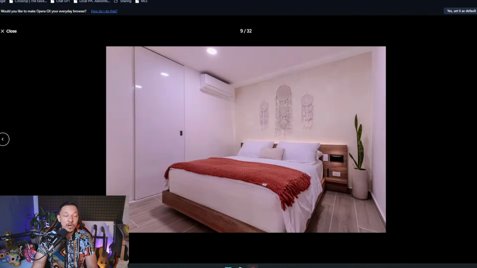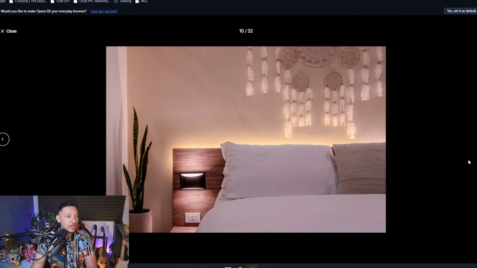Price per square meter on the rehab is about $400. So this was about 98 square meters. Let me go to the calculator.